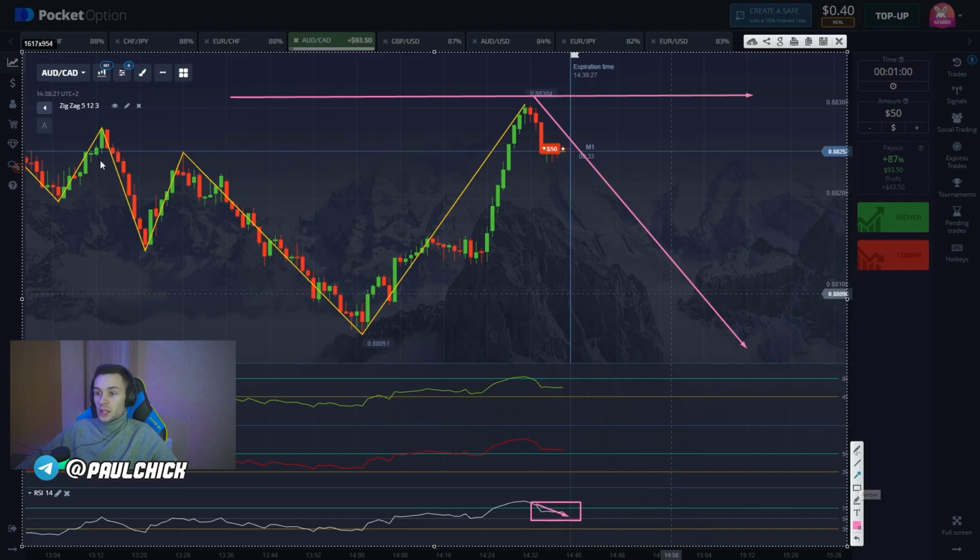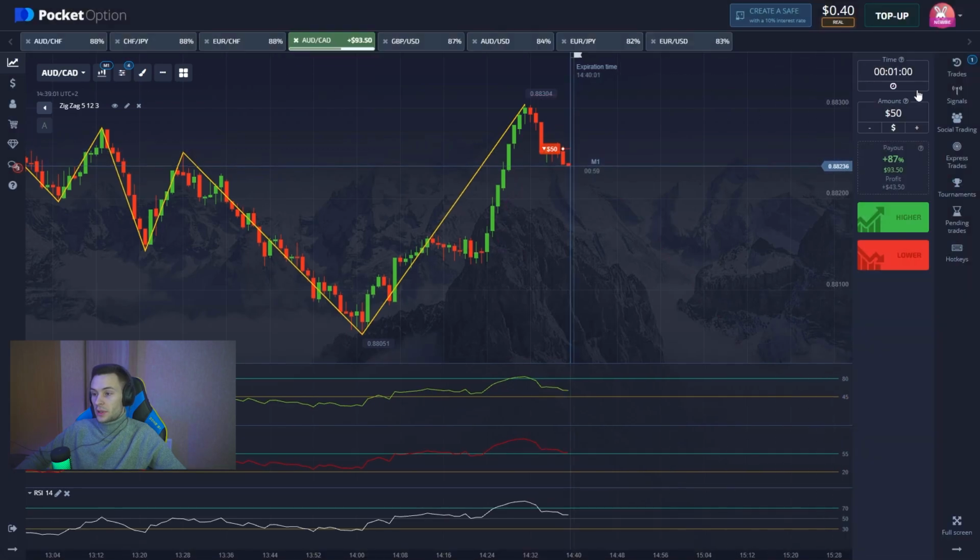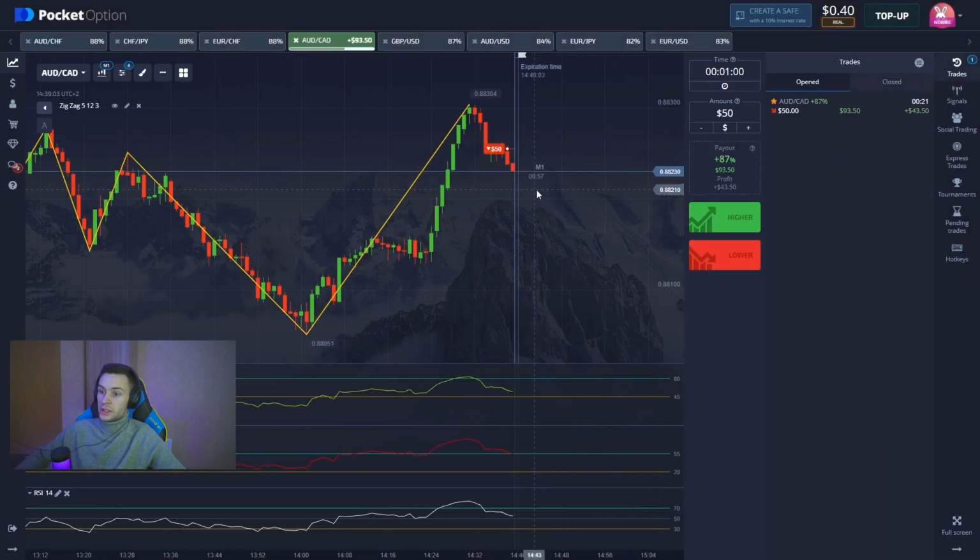Also, we see a more downward trend compared to before. Here the price rejection that happened with the downtrend should continue, and that's exactly what is happening now. So let's simply watch the price movement.